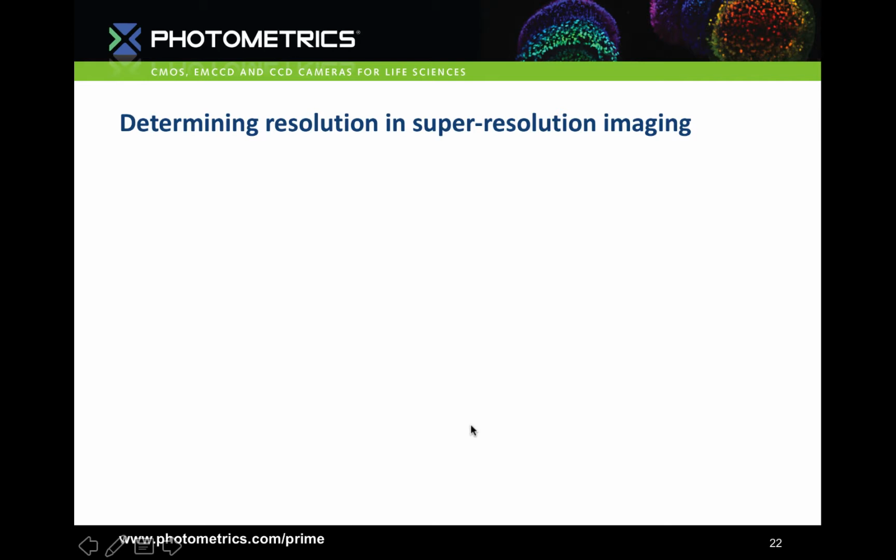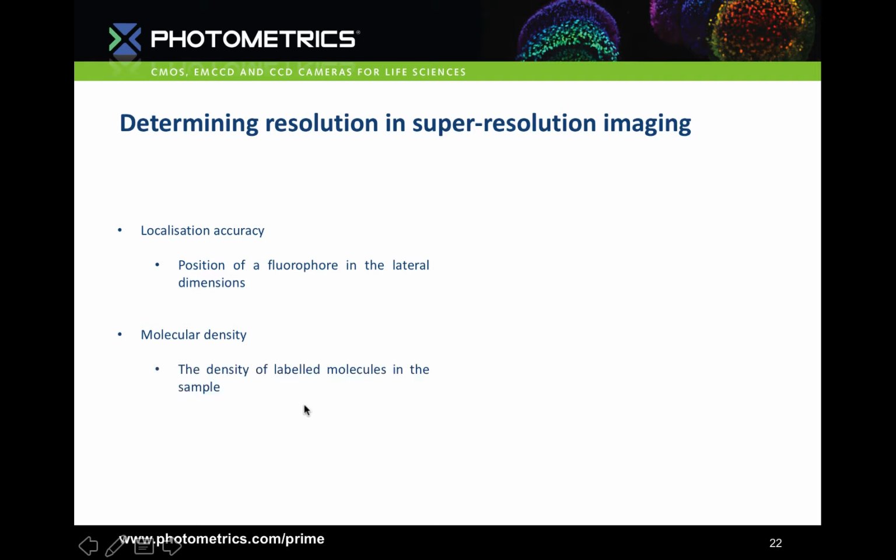So resolution in super-resolution localization microscopy is determined by 2 factors: localization accuracy and molecular density. Localization accuracy is the position of a fluorophore in the lateral dimensions. So, how small can you make a single point? Whereas molecular density is the density of labelled molecules in the sample. Both are equally important when determining resolution.